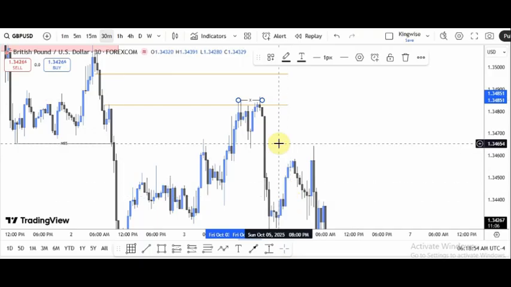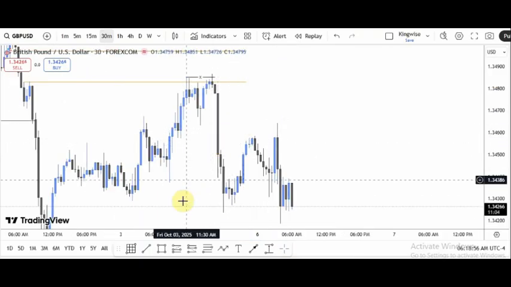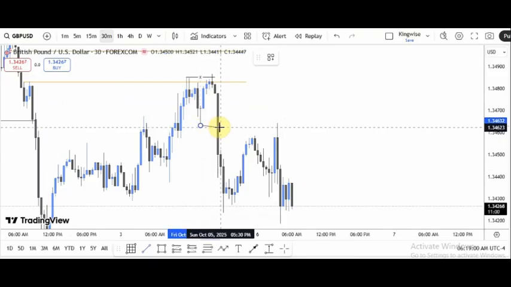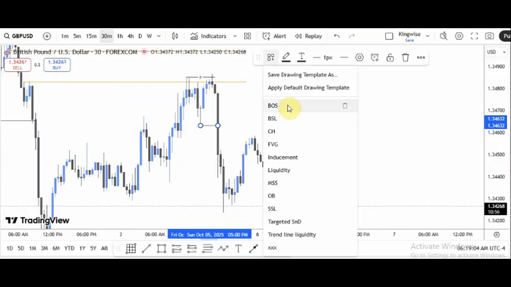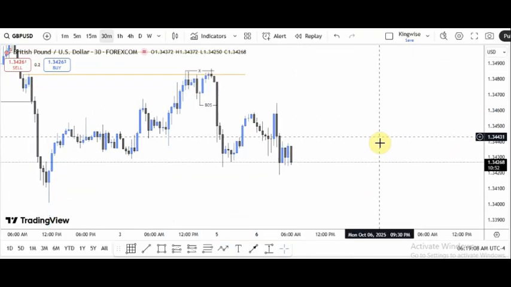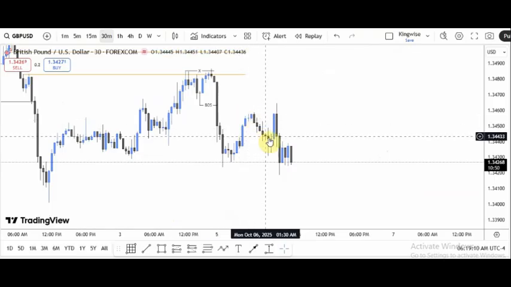That is a sweep of liquidity. And after taking out this high, what happened? It broke structure. This is the break of structure here to the downside. Now, when I saw this morning, I knew price was around this zone.